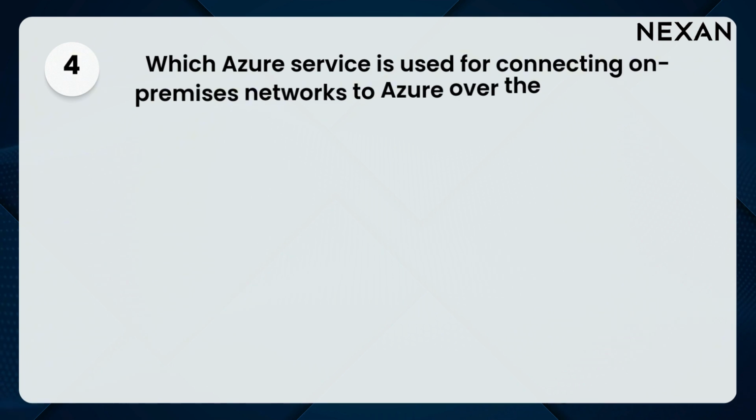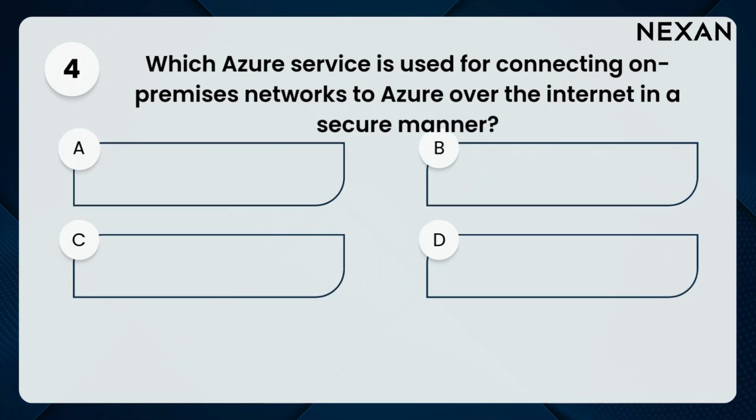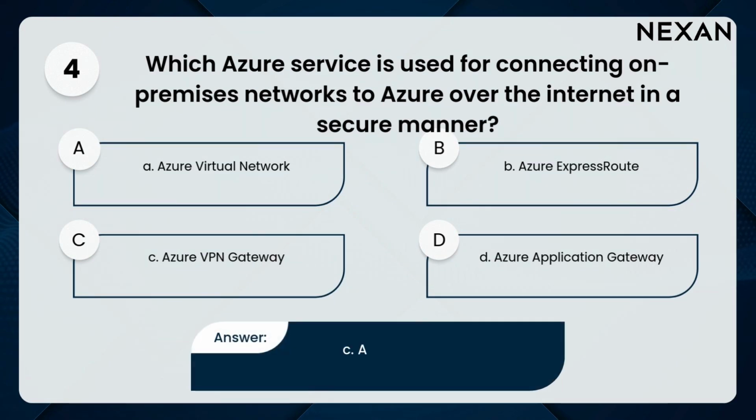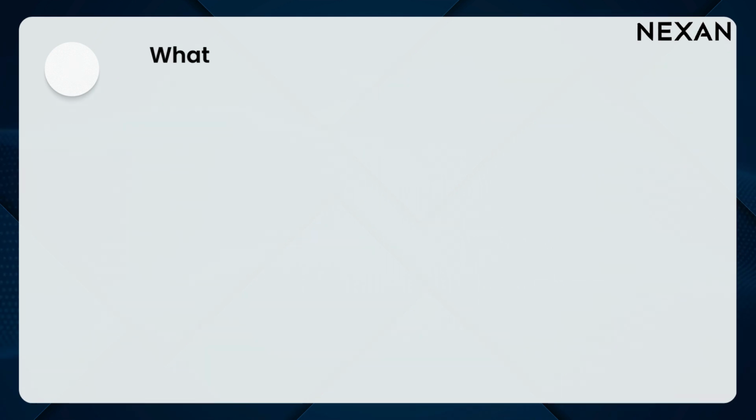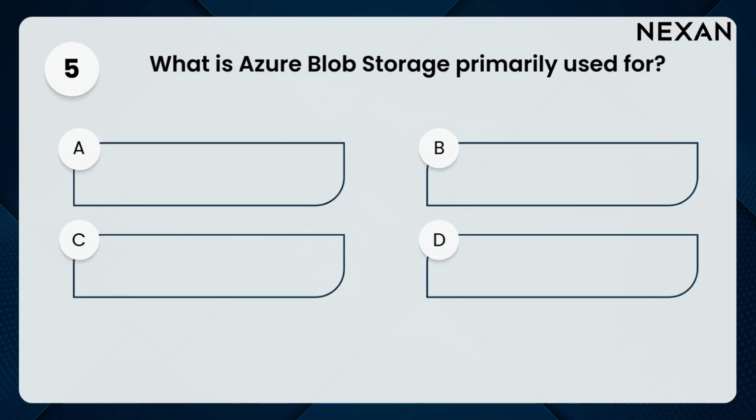4. Which Azure service is used for connecting on-premises networks to Azure over the internet in a secure manner? A. Azure Virtual Network. B. Azure ExpressRoute. C. Azure VPN Gateway. D. Azure Application Gateway. Answer: C. Azure VPN Gateway.